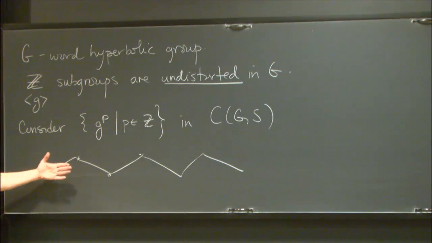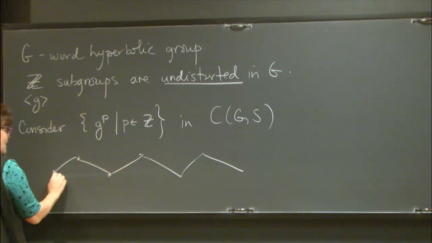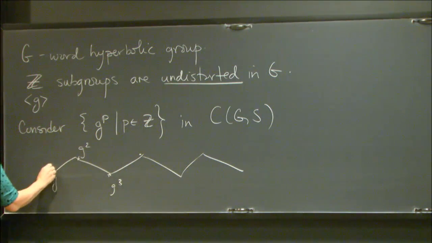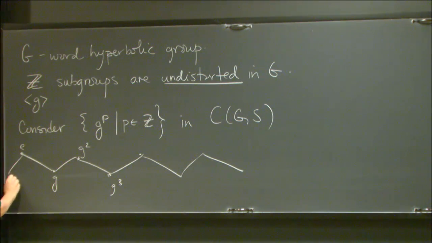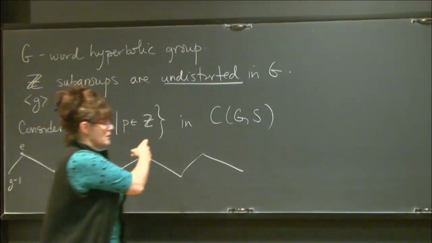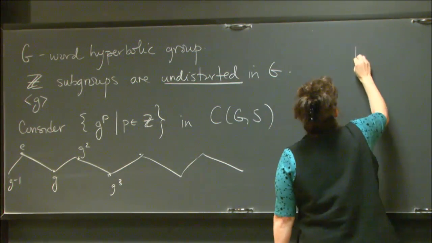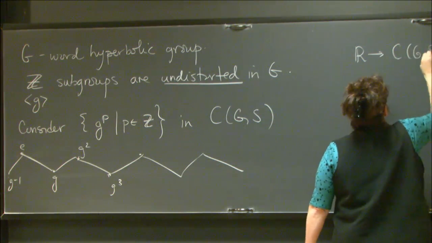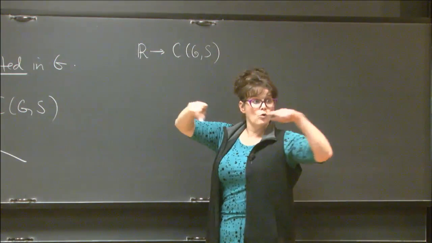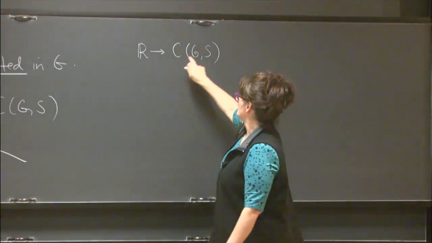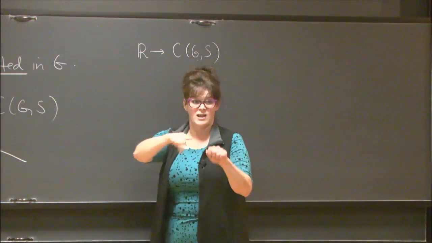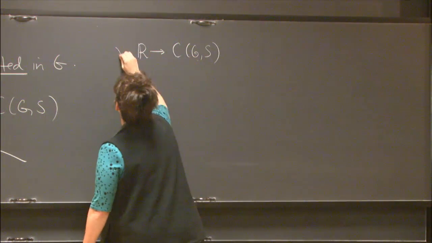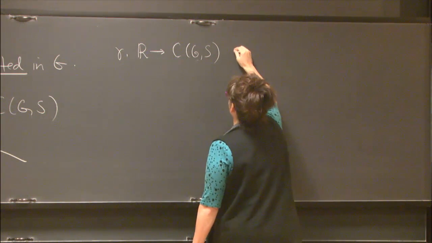So then I really think of this, if I join them up like that with geodesics, like that might be g and g squared and g cubed, on and on and on, and you know, the identity's back here and g inverse is back here, then the statement that I want to make is, the way I've drawn it here it looks like I have a map of the whole real line into my Cayley graph, where I've literally put the paths in there. And I just want that path to be a quasi-geodesic.